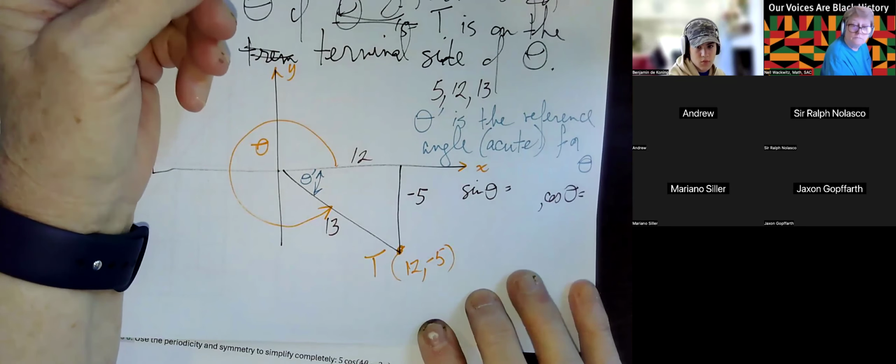And tangent. Tangent would be opposite over adjacent. It's -5 over 12. Good.